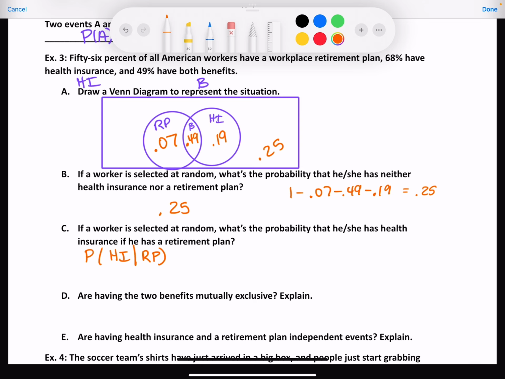Well, this is the formula. So it's the 0.7 plus 0.19 divided by, I got 0.01. It's not right. You have to do another formula after. I remember. Isn't it the probability of health insurance intersected with a retirement plan divided by the probability of a retirement plan.